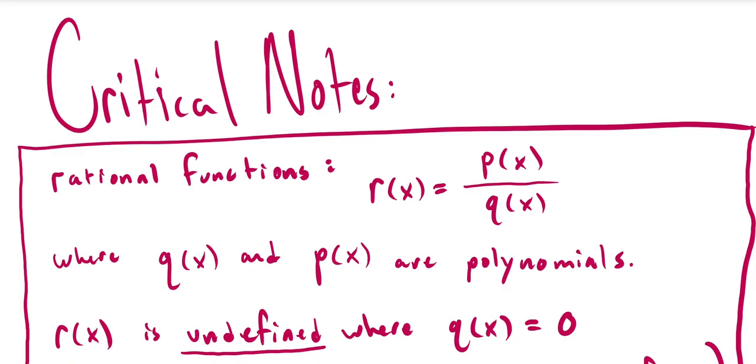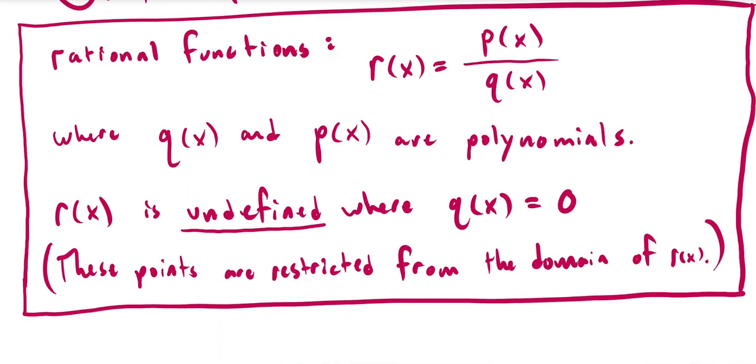I actually think that merits one last set of critical notes. Let's define the rational functions. A rational function of x is a quotient, p of x divided by q of x, where p and q are both polynomials. The function r of x is undefined where the denominator q of x is equal to 0. You cannot divide by 0. These points, these x's, which would make q of x equal to 0, are restricted from the domain of r of x. We must omit them to define r of x as a function.